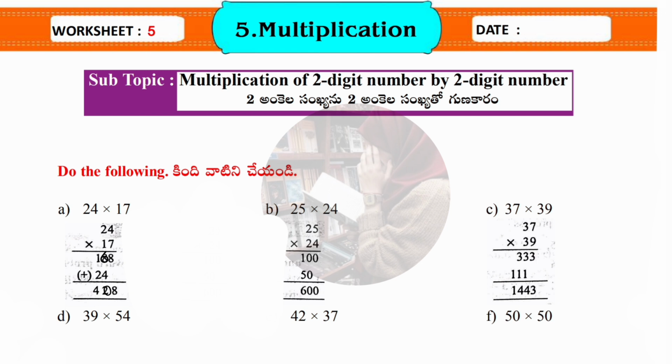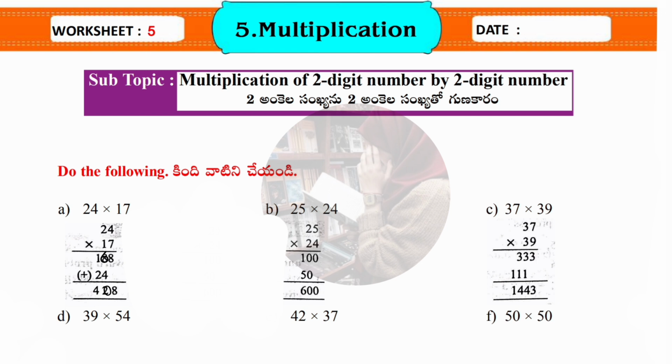Next third one, 37 multiplied by 39. So we'll go first with 37 multiplied by 9. So 9 sevens 63, 6 carry forward, write down 3, then 9 threes 27, 27 plus 6 is 33. Next we'll go with 3 table for 37. So 7 3 is 21, write down 1, 2 carry forward, 3 3 is 9, 9 plus 2 is 11.